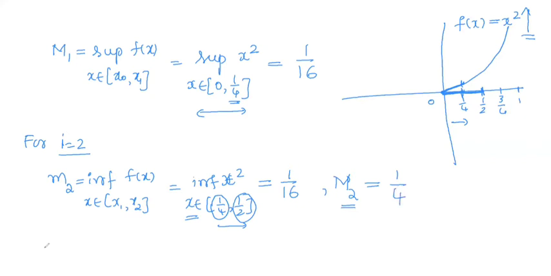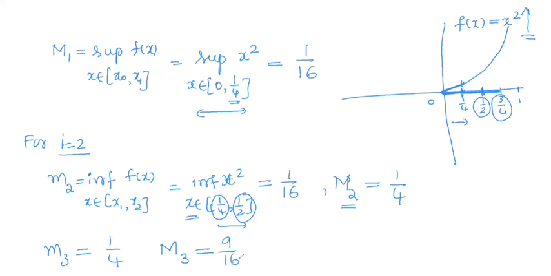Like this, for i equal to 3, you will get m3. What is the minimum value? It is the value corresponding to the minimum value of x, so it is 1 by 4. And capital M3 is the maximum value in that interval. So the next interval is this. In this interval, the minimum value corresponds to 1 by 2, which is 1 by 4. The maximum value is the square of 3 by 4, which is 9 by 16.